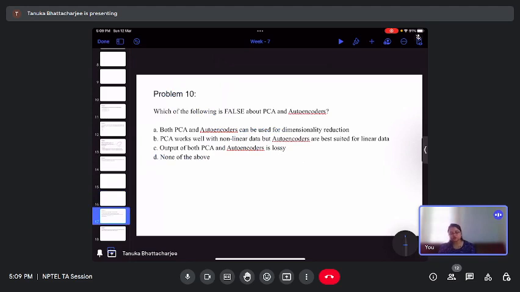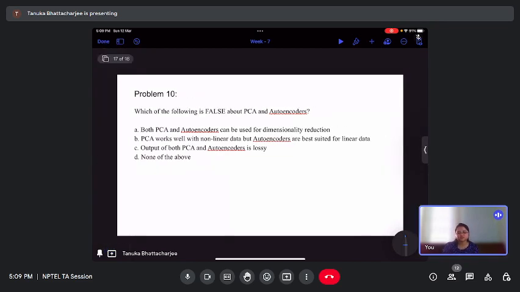So, let us move on to this problem. This is an MCQ question. Which of the following is false about PCA and autoencoders? First option is both PCA and autoencoders can be used for dimensionality reduction. Second is PCA works well with nonlinear data, but autoencoders are best suited for linear data. Third is output of both PCA and autoencoders is lossy, and fourth, none of the above. So, what do we think is the answer which is false about PCA and autoencoders?